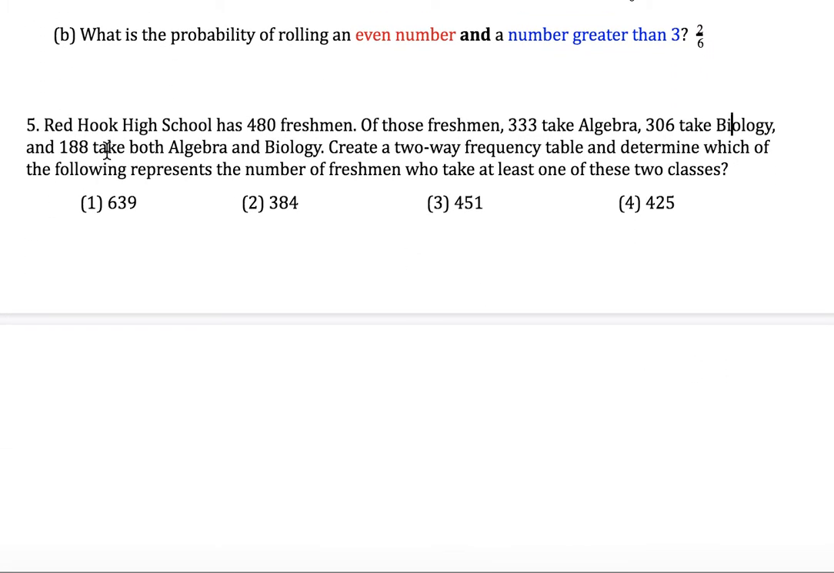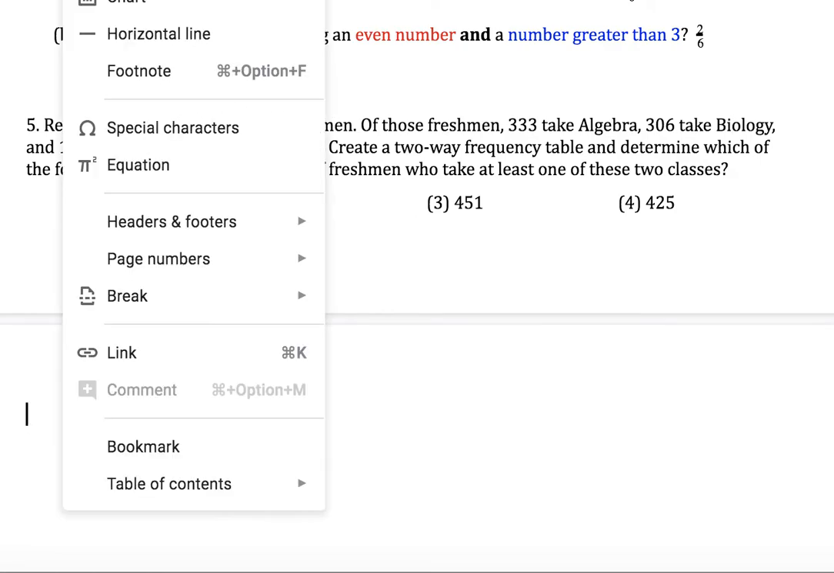Our last question for 5, Red Hook High School students has 480 freshmen. Of those freshmen, 333 take algebra, 306 take biology, and 188 take both algebra and biology. Create a 2-way frequency table and determine which of the following represents the number of freshmen who take at least one of these classes. All right, so I'm going to insert my table.